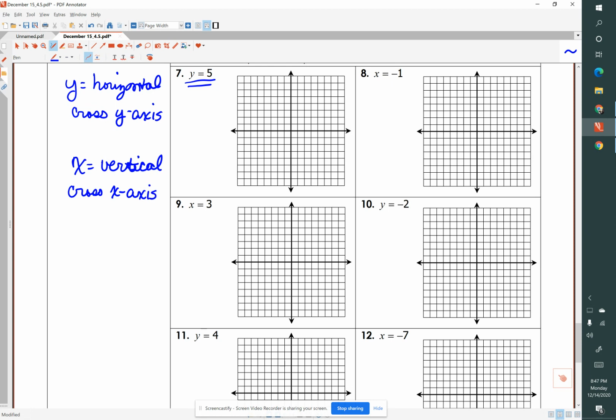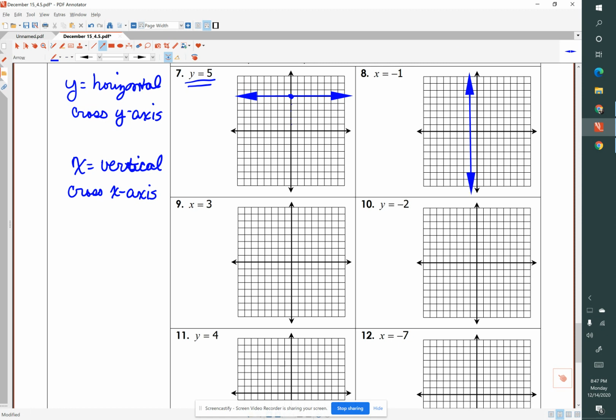Okay, so if this is y equals 5, I look at the y-axis and I count 1, 2, 3, 4, 5, right there. And then I draw my horizontal line straight across. Okay, now we have x equals -1. X equals is a vertical line. We start at 0, -1. So I'll draw my line straight down here.